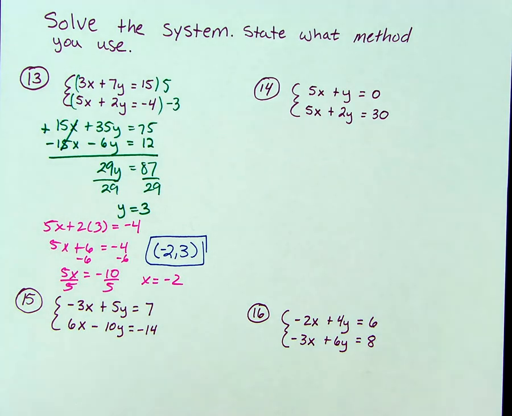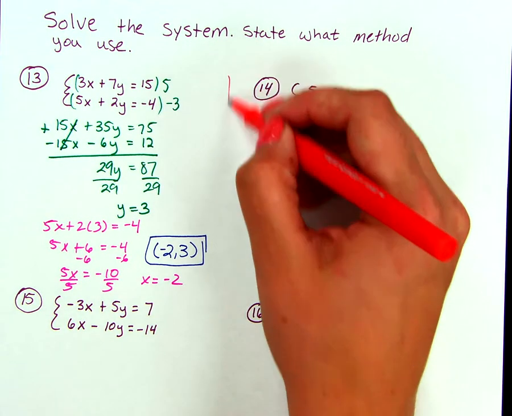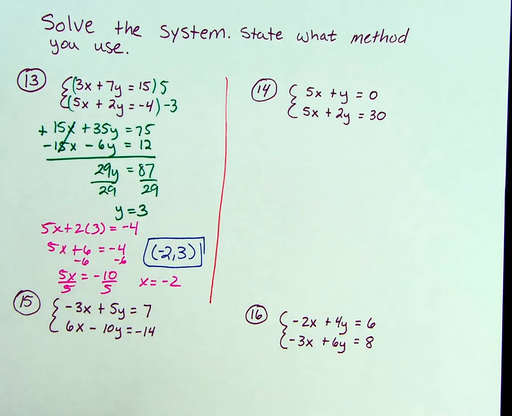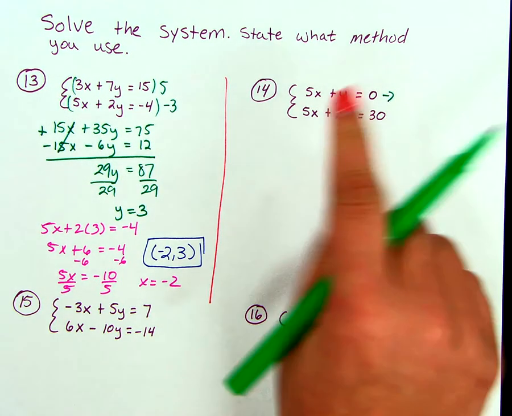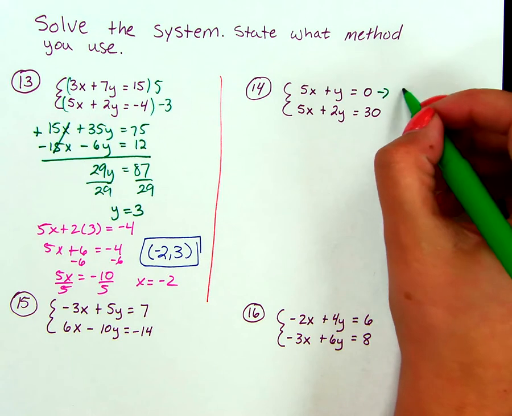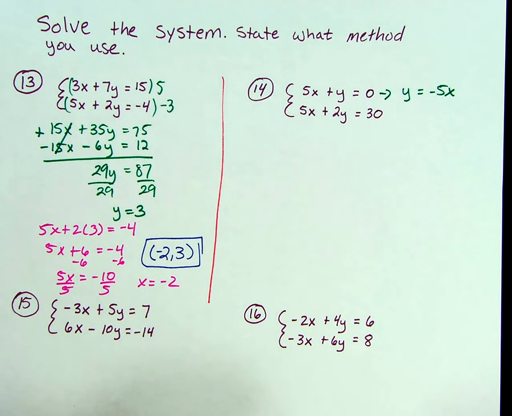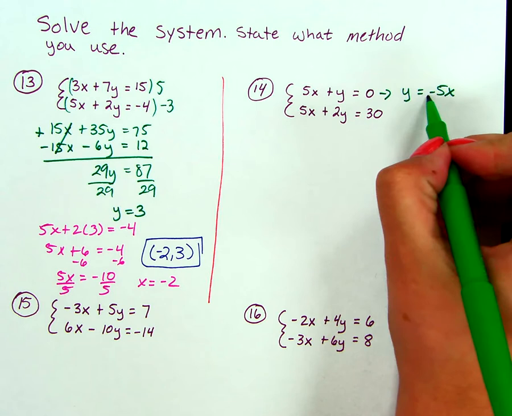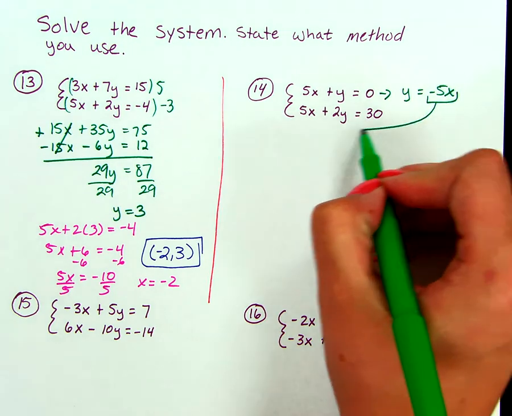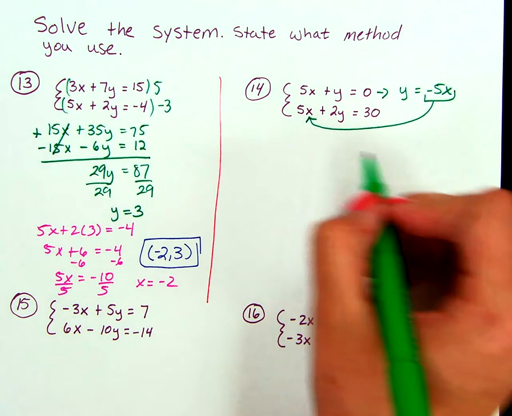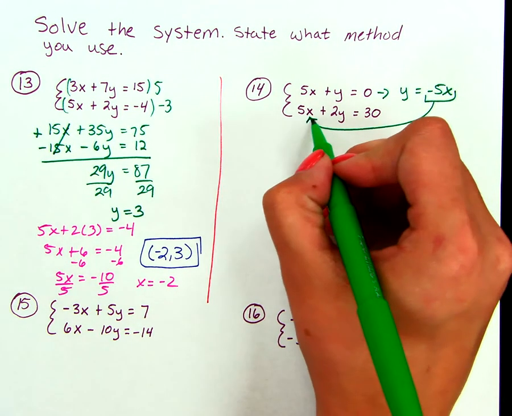All right, the next problem that we are looking at. So it looks like the y is going to be nice and easy to solve for. So I'm going to choose substitution this time. So I'm going to solve this equation for y by subtracting that 5x over. And then I'm going to take my -5x and I'm going to substitute it into this x. Or excuse me, not to x. To y.